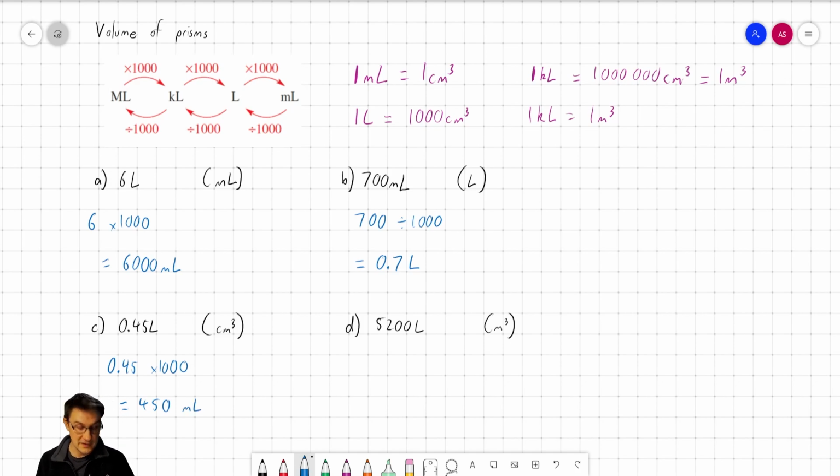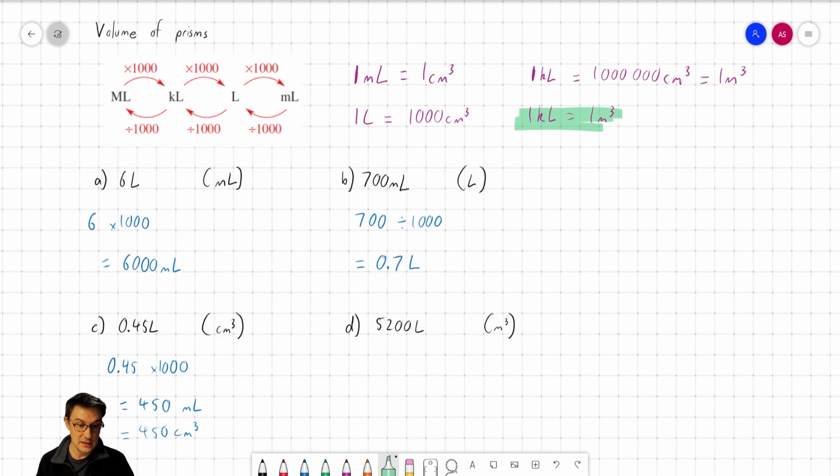Now, in order to convert that into centimeters, since it's the same, it's just a matter of changing the units on the end. This is going to be 450 centimeters cubed. So we've been able to make that conversion. Now, in this next example, we have 5,200 liters, and we want to convert that into meters cubed. In this instance, we're going to focus on this one here, because we can see 1 kiloliter is equal to 1 meter cubed. So in order to do that, we want to first convert 5,200 liters into kiloliters.